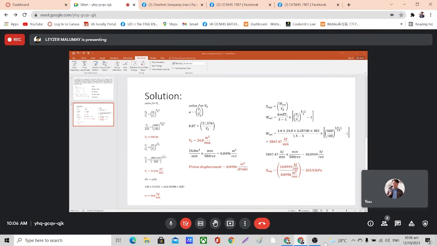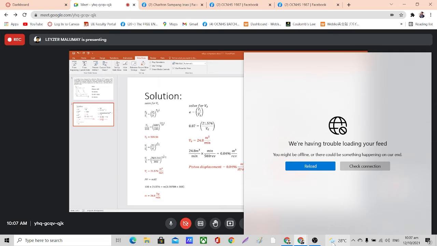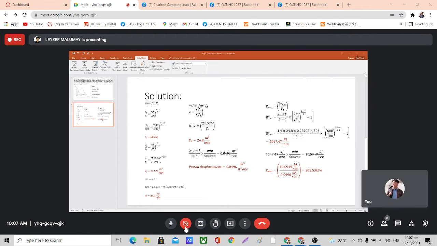T2 over T1 equals P2 over P1 raised to N minus 1 over N.